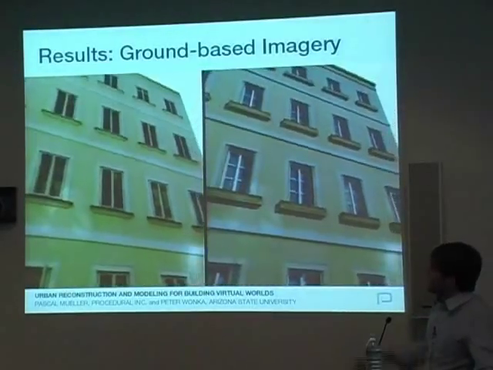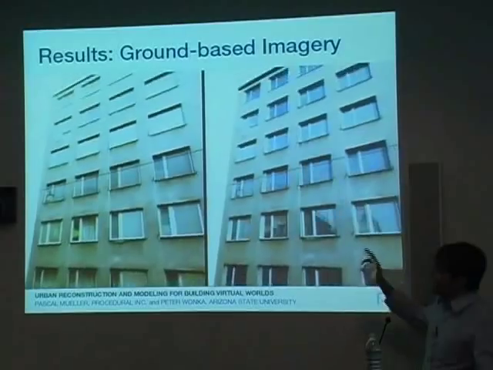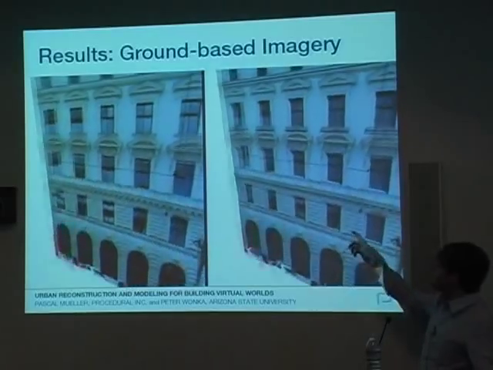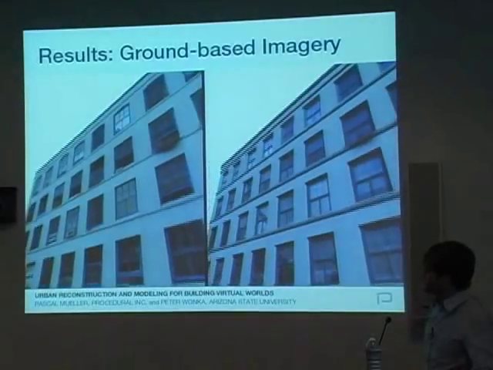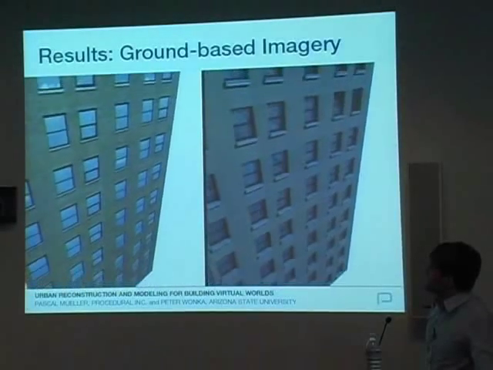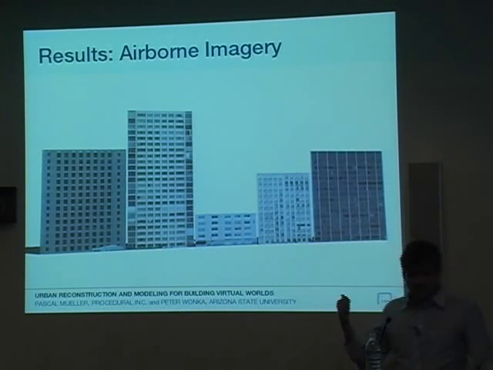A good thing is also that when we are doing this element matching with the assets, we also can use the shaders of the assets. So that's the reason why on the right side there's reflection, etc. Each of these facades was created in about 3 minutes. And as you can see, these have all been ground-based imagery. One of the good things is that our algorithm works also on low-res imagery.